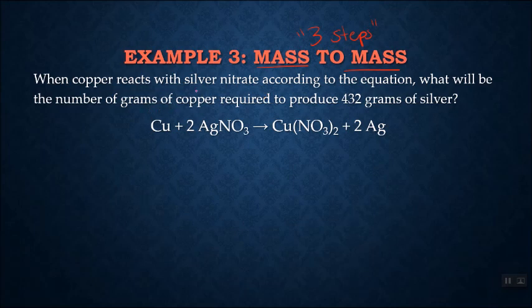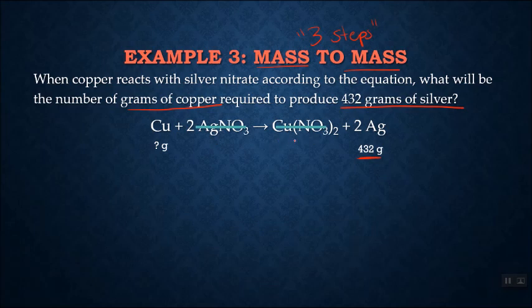When copper reacts with silver nitrate, according to the equation, what will be the number of grams of copper, okay, that's important, required to produce 432 grams of silver? So these are the substances that we need to focus on, the silver and the copper. So here, this is our given information, 432 grams of silver. Where are we going? Over here to the grams of copper. So we don't really need to worry about the silver nitrate or the copper nitrate in the balanced reaction.